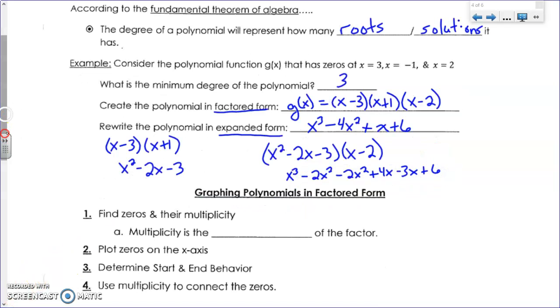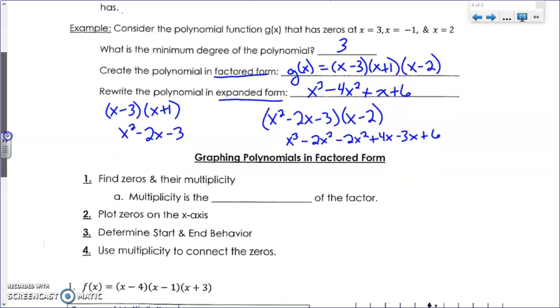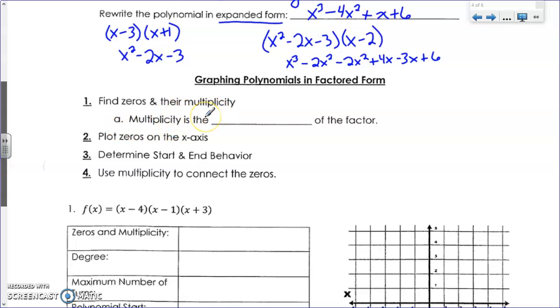So I'm going to, okay, so graphing polynomials in factored form. Find the zeros and their multiplicity. The multiplicity is how many times that factor occurs. Okay? Everybody, we just did that, so the number of times that factor occurs.